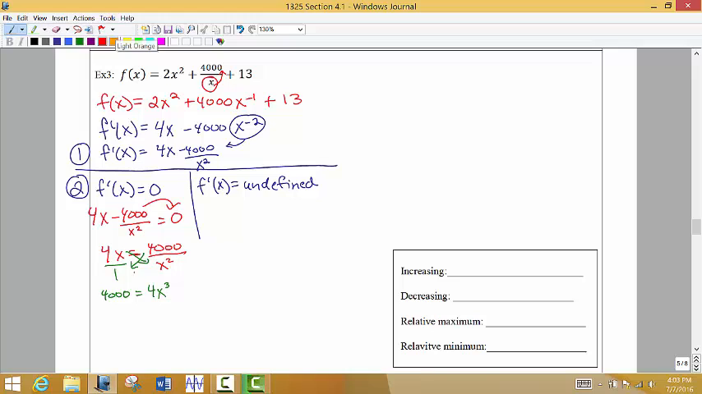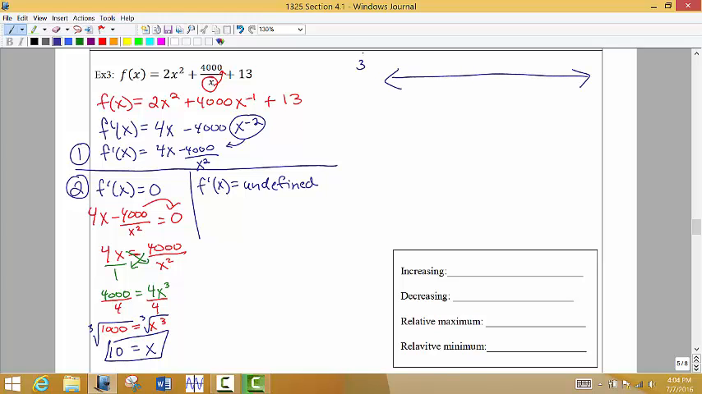Alright, so now I don't have any more fractions, which is nice, and now I'm going to solve for x. Let's get rid of the 4, so I'm going to divide both sides by 4. That gives me 1,000 is equal to x cubed. And now I just have to take the cube root of both sides. So now I get 10 is equal to x. So this is one of my numbers that I'm going to put on my number line. So remember, the third step is to write out our number line and to put our numbers on there.